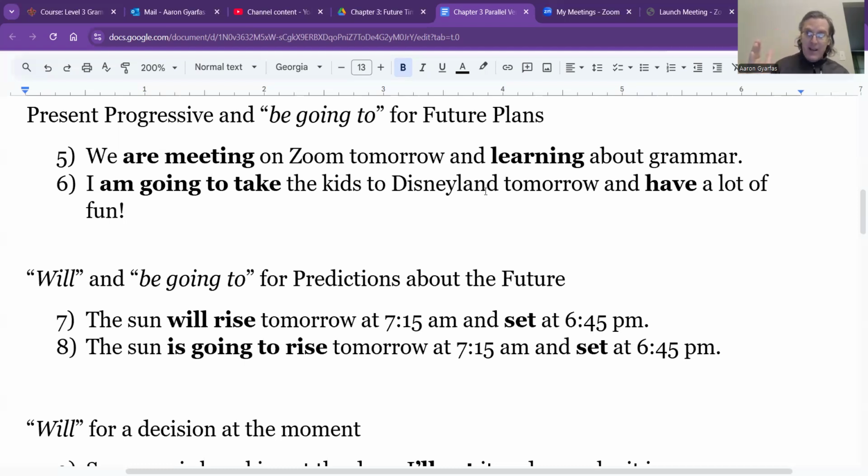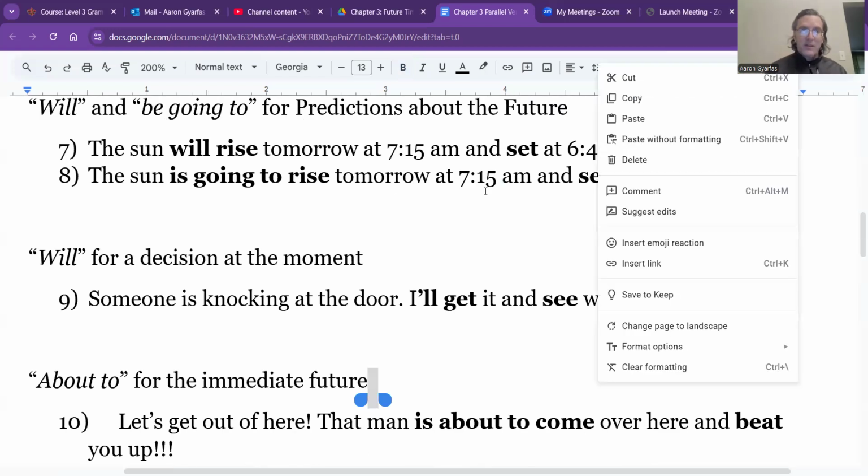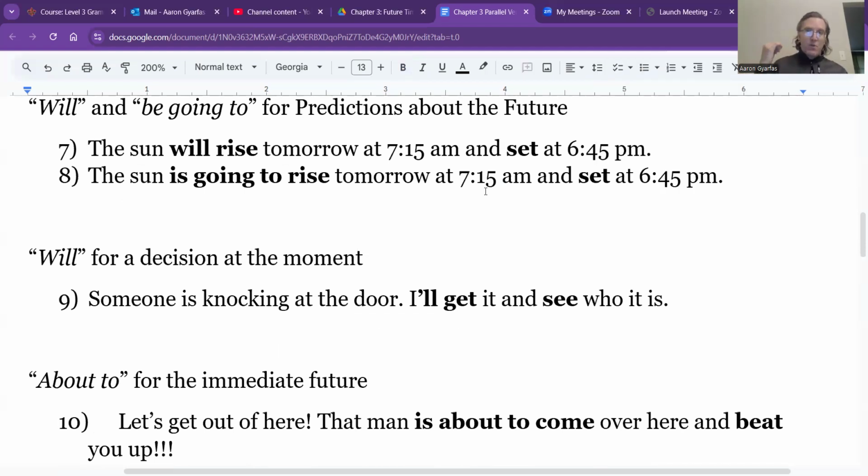And then after that, I need the base form of the verb. The sun is going to rise tomorrow at 7:15 and set at 6:45 p.m. Rise and set. If I'm using will to talk about a decision at the moment, again, after the modal will, you use the base form of the verb.